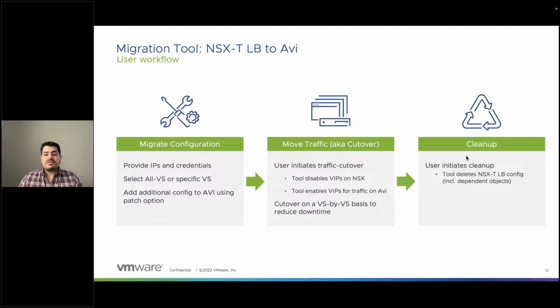At the end of this phase, let's say you do that for all the VSs, you will end up having no virtual services in NSX-T. You will have all your virtual services in AVI, and all the traffic is going to be flowing through AVI.